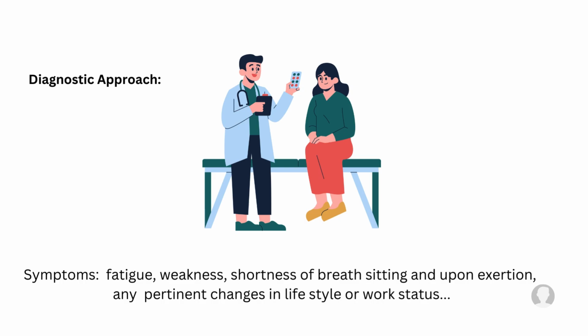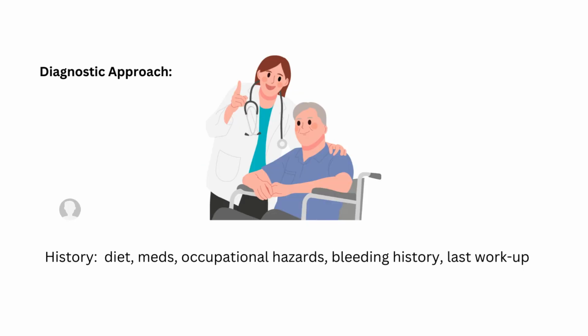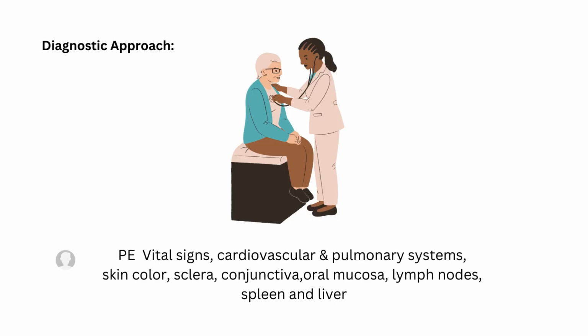So, symptoms prompt the patient to go to the doctor complaining of fatigue, weakness, and shortness of breath. The healthcare provider will obtain a detailed history of the symptoms as well as diet, meds, occupational hazards, bleeding history, last workup, and any other pertinent details. And then proceeding to the physical exam, the vital signs are taken with cardiovascular and pulmonary systems examined, as well as skin color, sclera, conjunctiva, oral mucosa, lymph nodes, spleen, and liver.